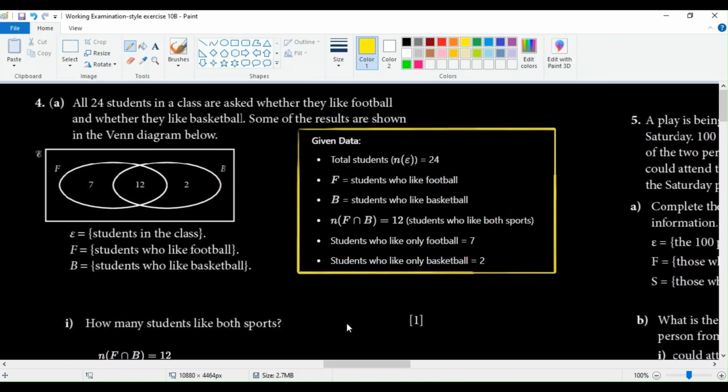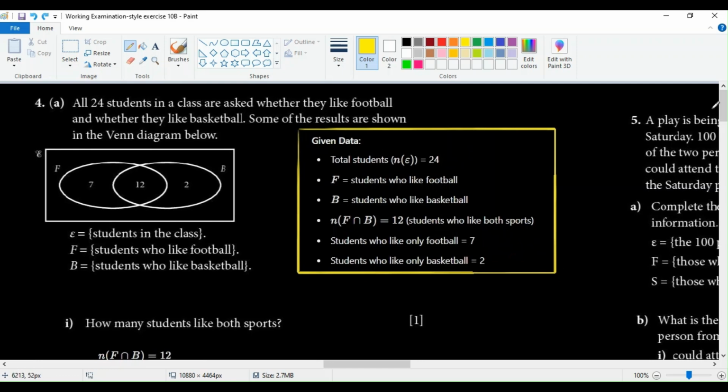In here, students in the class is the universal set. That means 12 plus 2 is 14, and 14 plus 7 is going to give you 21. Altogether it is going to be 24. Now, students who like football and students who like basketball. In here, total students are going to be 24. Students who like football, students who like basketball, and then the union of both of them is going to be 21. You can see in here, 7 who like only football and 2 who like only basketball.